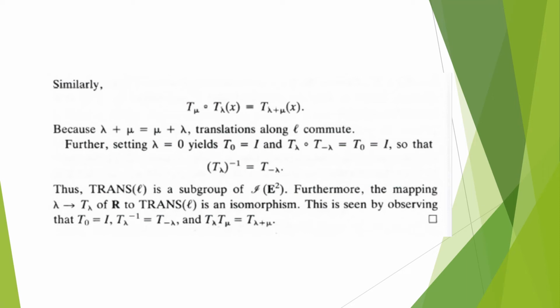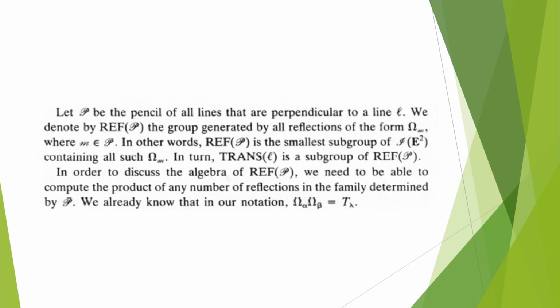Thus, the translation along L is a subgroup of E squared. Furthermore, the mapping from lambda in R to t sub lambda in translation of L is an isomorphism. This is seen by observing that t sub 0 is equal to 1, t sub lambda raised to the power of negative 1 is equal to t sub negative lambda, and t sub lambda times t sub mu is equal to t sub lambda plus mu.